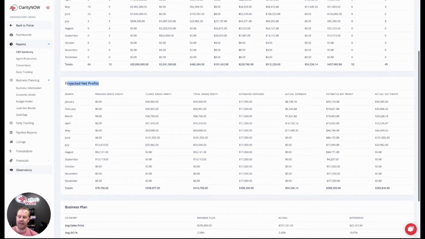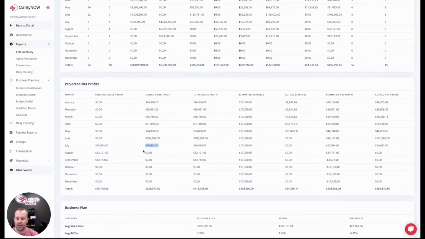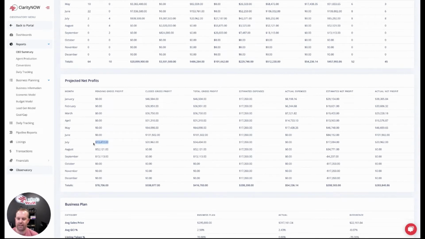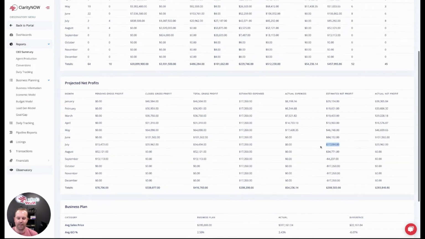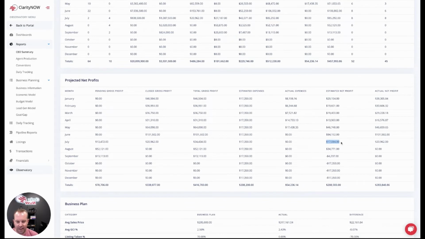Next one, projected net profit. Guys, I look at this report no matter what, almost every day for the clients that I get to coach. And the most important column here is the estimated net profit. One thing I look at is pending gross profit and closed gross profit. So July, they've already closed out $21,000 of gross profit. They have $13,000 left, $34,000 for the month. Their expenses are supposed to be around $17,350. Therefore, we have an estimated net profit in July of $17,000.